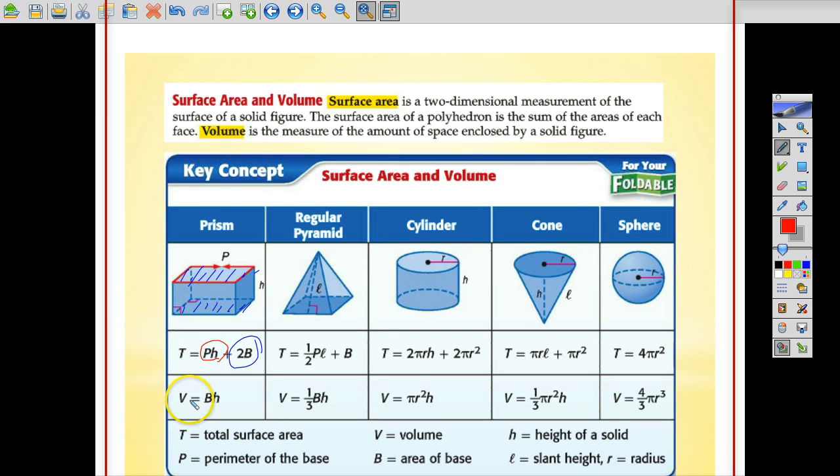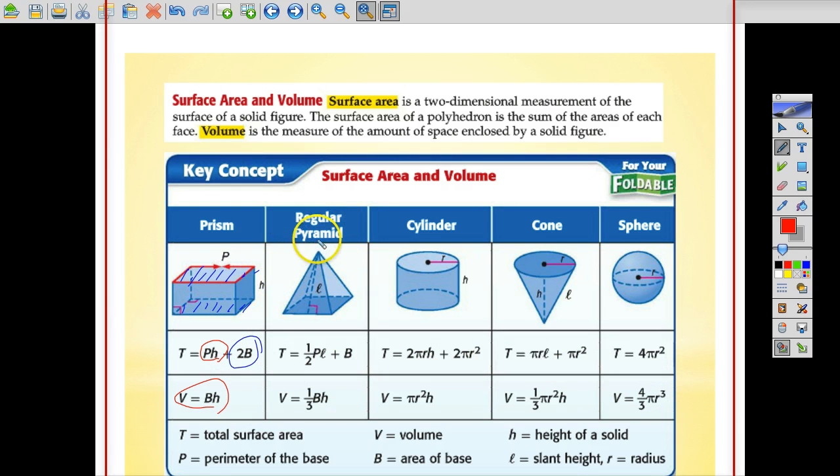Volume is the measurement of the amount of space enclosed by a solid figure. If you want to fill this prism up with water, how much do you need to fill up the whole inside of this box? You calculate that by doing the area of the base times height. So the area of this base times height will be your volume. The equation for each solid will be different.